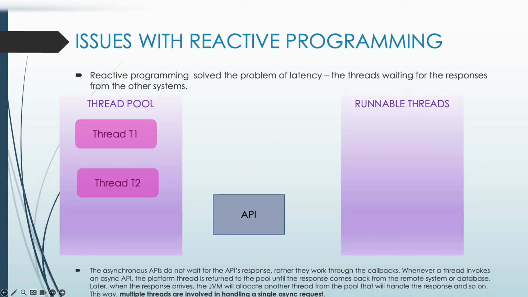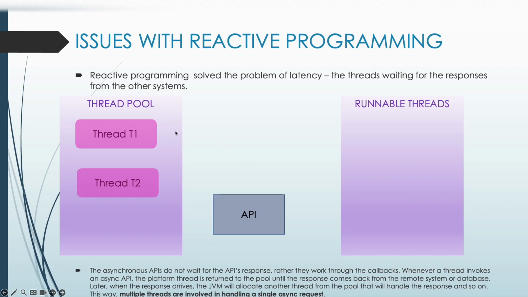Platform threads have a few issues with reactive programming as well. Let's see what those were. Before we understand what it is, let's see what reactive programming is and how it solves the problem of latency. Whenever a request is made to an asynchronous API, it will not wait for the response. Rather, they work on callbacks.